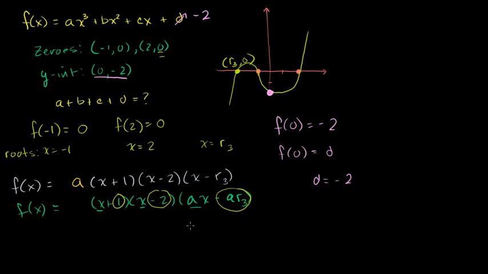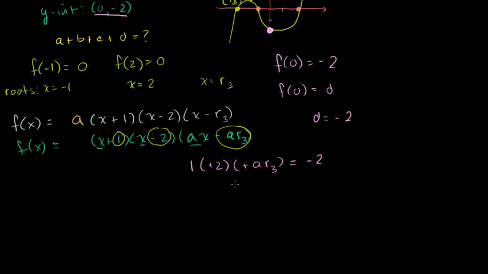So we could say 1 times -2 times -a r3, these two minuses will cancel out, is going to be equal to our d term. It's going to be equal to -2. And if we simplify that a little bit, we get 2a r3 is equal to -2. Divide both sides by 2a, and you get r3 is equal to -1 over a. So we haven't solved for the third root. We've just gotten it in terms of our coefficient a. But let's see if we can still use that in some useful way.